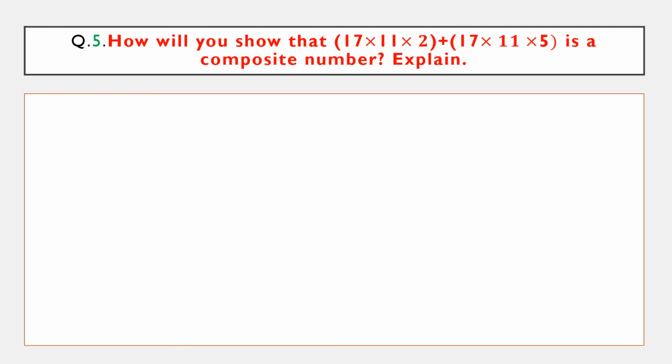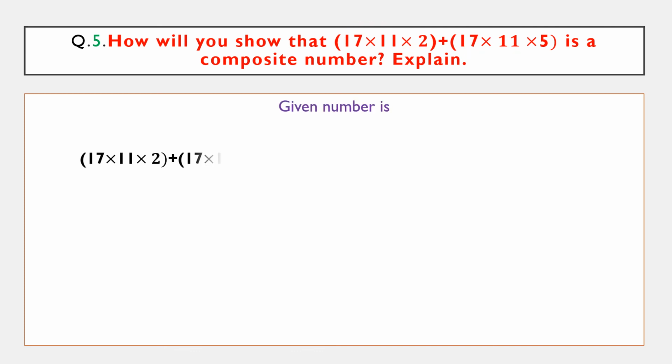So here, while doing the problem, there are 2, 17 and 11 in the first term, and here also there are 17 and 11, so I can take 17 and 11 common, right? The remaining things will be 2 plus 5. Okay, so your problem will be like this.